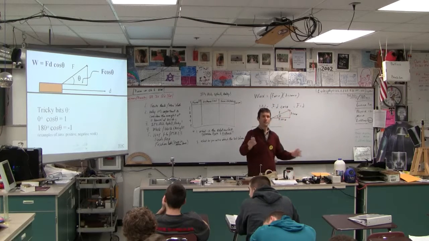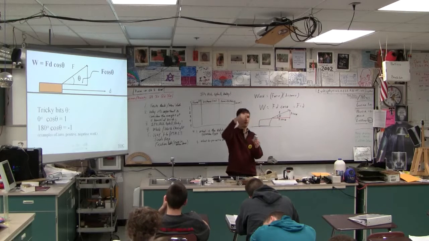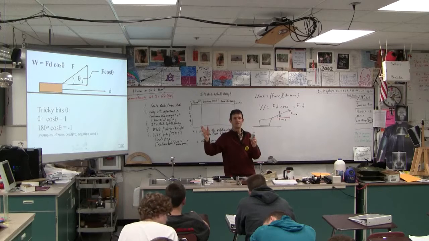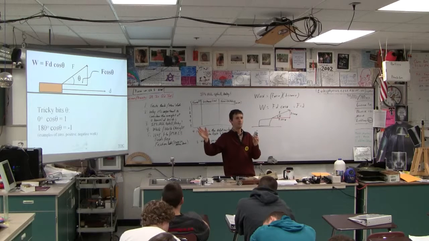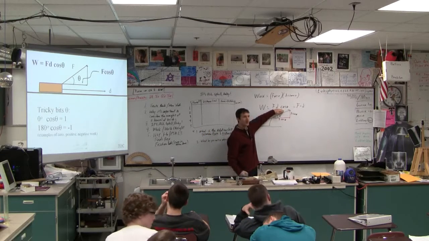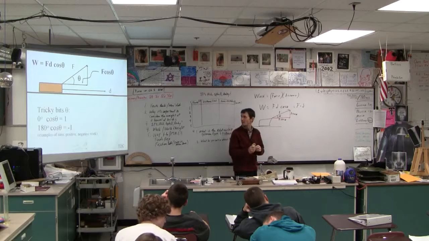Now, let's go back to the math thing. What's the angle between up and down? It's 180, isn't it? Yes. What's the cosine of 180? Anybody remember this? Negative 1. So that would predict that our work would be negative. Okay, so negative work, just write that down.